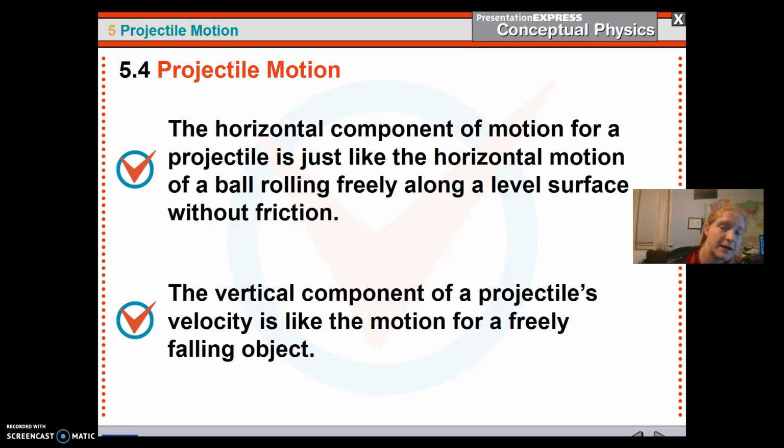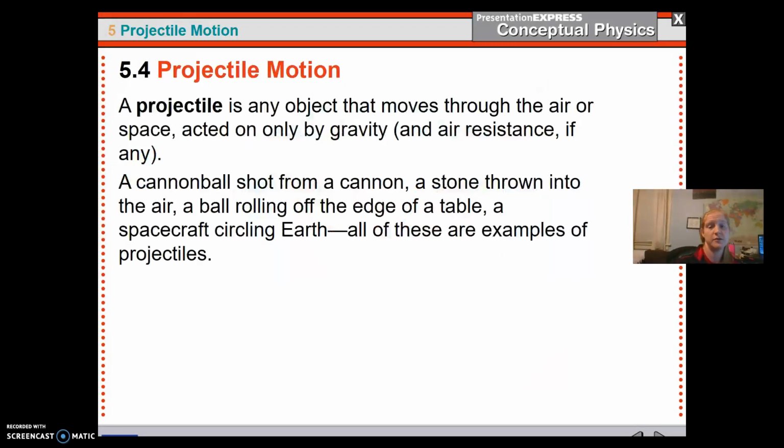Projectile motion. Now let's talk about projectiles. We spent a chapter talking about linear motion, where the horizontal component is constant, and part of a chapter talking about free fall and acceleration. This is going to be hugely important. The definition of a projectile is anything shot through the air that's acted on by only gravity, with the caveat of sometimes air resistance.